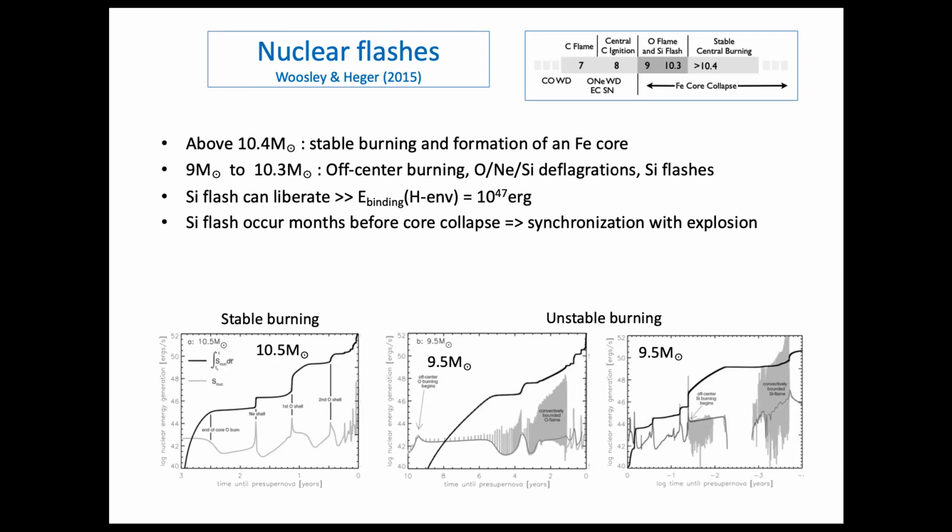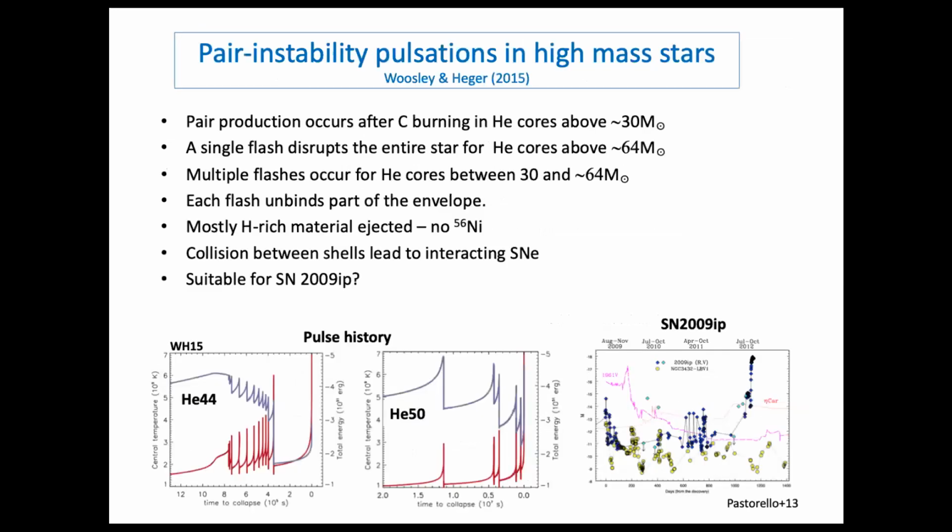And this is the history of the burning in the 10.5 solar mass star. This is the time until core collapse, and you see that this is all very nice, and you have clear phases of ignition, and the star is basically in hydrostatic equilibrium. But in the 9.5 solar mass star, what you see is that each of these nuclear events corresponds to flashes, and then you have these runaways where a lot of energy is generated. The energy that can go into a silicon flash can exceed the binding energy of the hydrogen-rich envelope, and so an ejection occurs. So this is another way of producing these interactions.